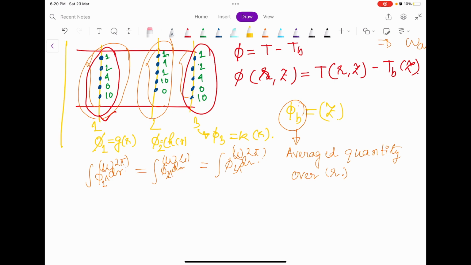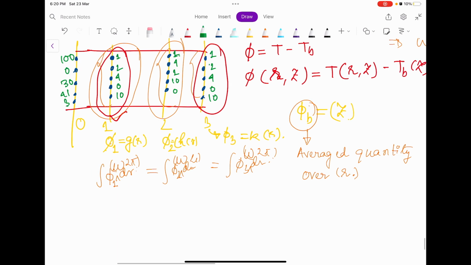But now if you have another counter, maybe the 0th counter, with 5 people obviously, but now the numbers of apples are 100, 0, 30, 41, 3. So now you can see clearly that the average number of apples here does not match the average number of apples there. Then you can surely know that the distribution of apples at counter 1 is not equal to the distribution of apples at counter 0.